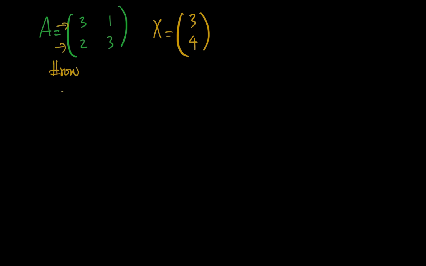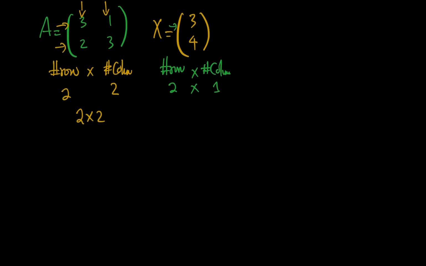1 and 2 is 2. And then the number of columns here is 1 and 1. That's also 2, so it means it's a 2 by 2 matrix. Now, if we look here, the number of rows is 2 and the number of columns is 1. Now we are saying that this is a 2 by 1 matrix.